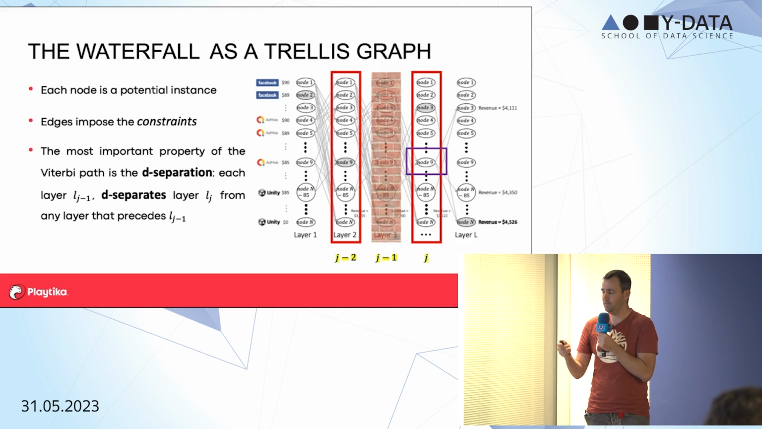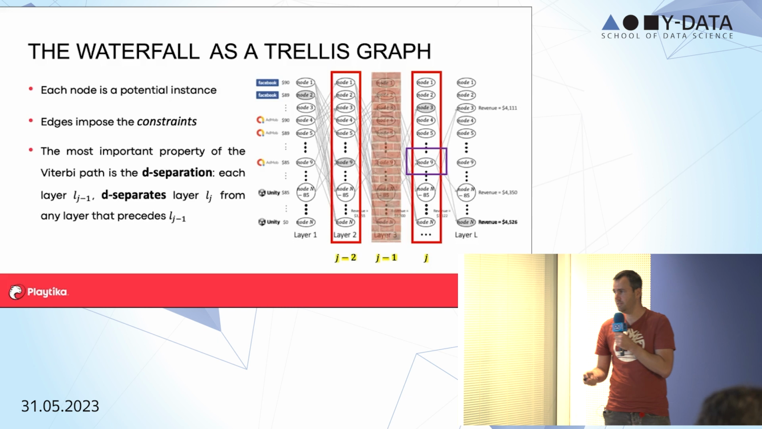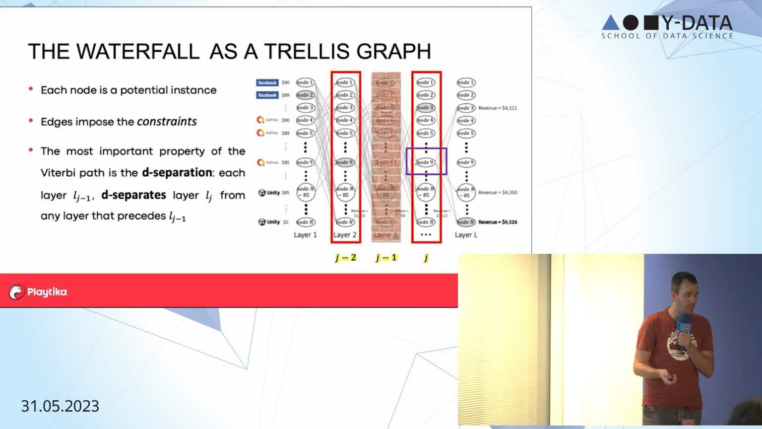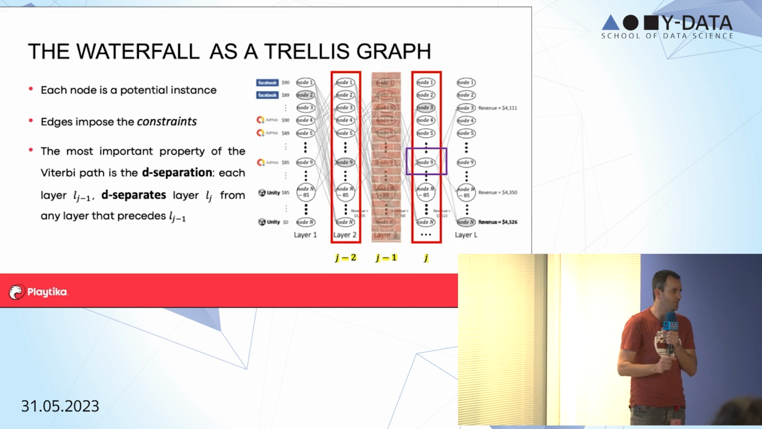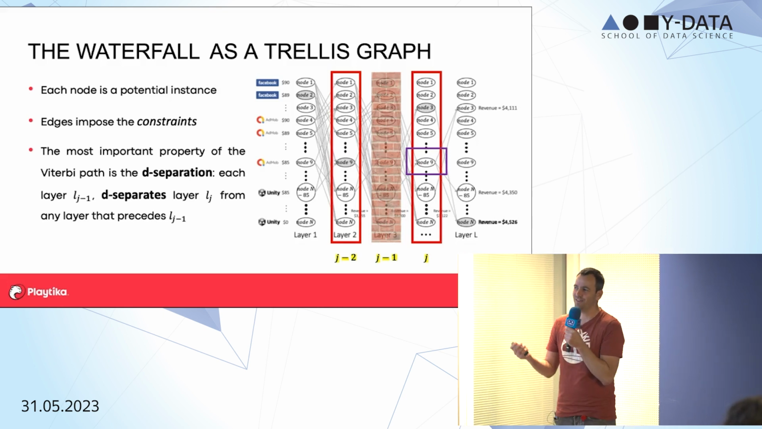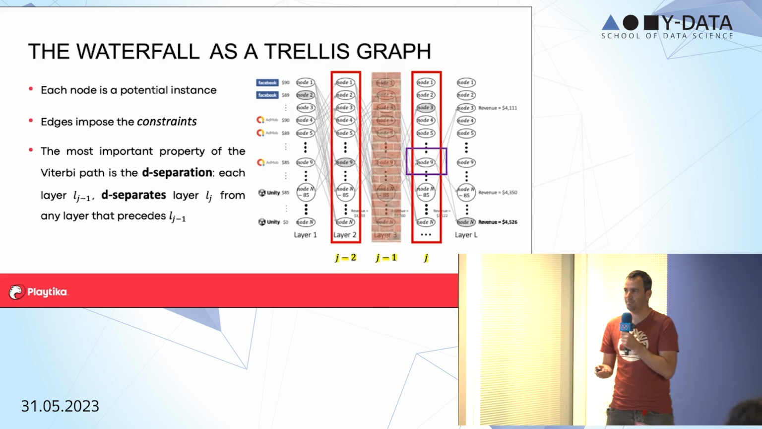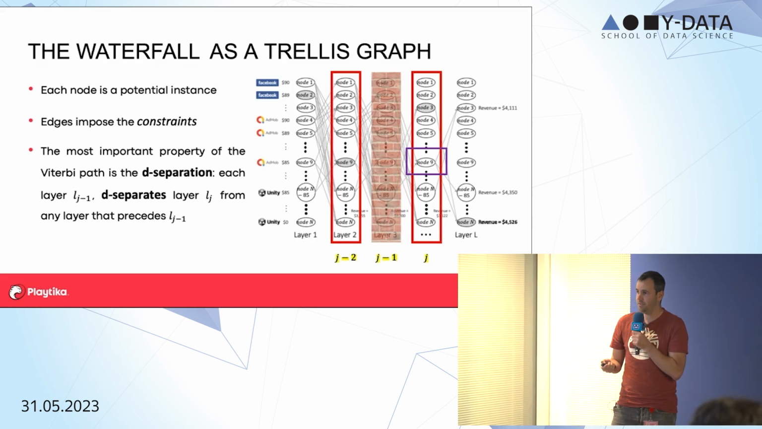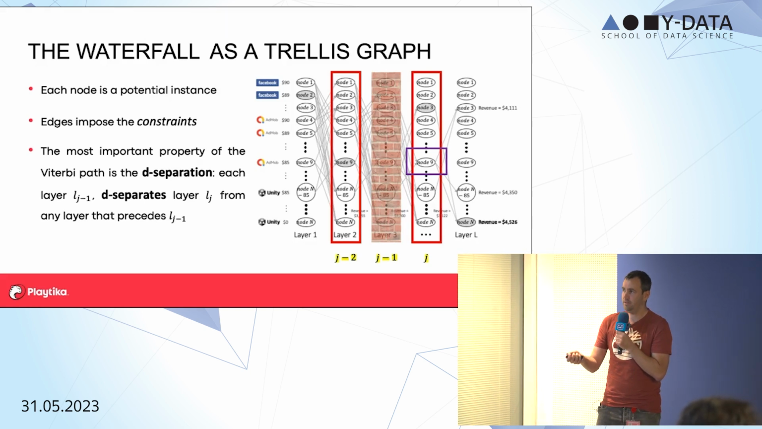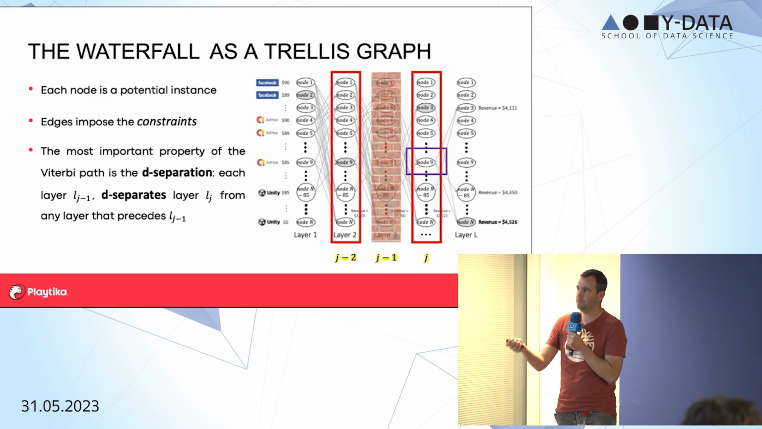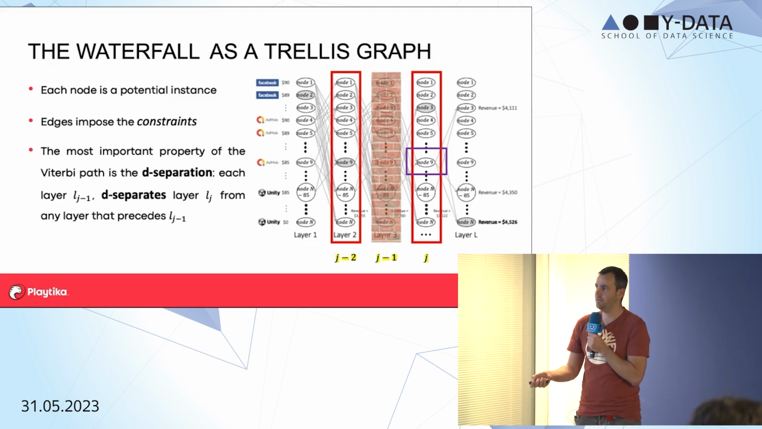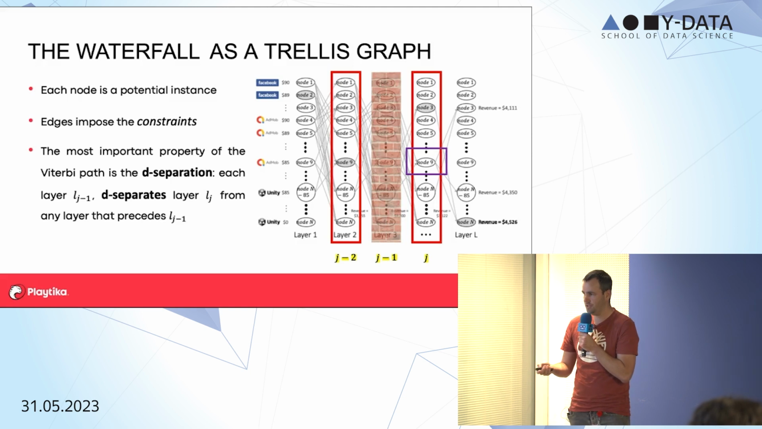What's the D? This is dependency separation. It's not a parameter. No, it's a shortcut. It's a common shortcut for dependency separation. So they are independent given the intermediate layer. So node 9 depends on all the nodes in this layer, but not on the nodes from the J-2 layer.